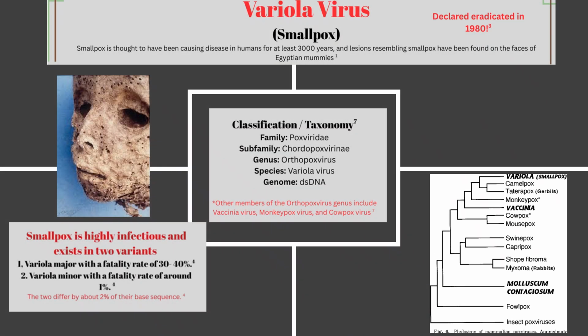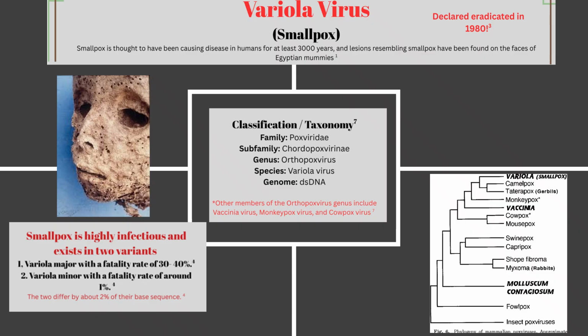Variola virus, smallpox, is thought to have been causing disease in humans for at least 3,000 years, and lesions resembling smallpox have been found on the faces of Egyptian mummies. On the left side, you see the pox marks left by a suspected infected individual about 3,000 years ago. It was declared eradicated in 1980, as the last case was known to be in Somalia in 1977.